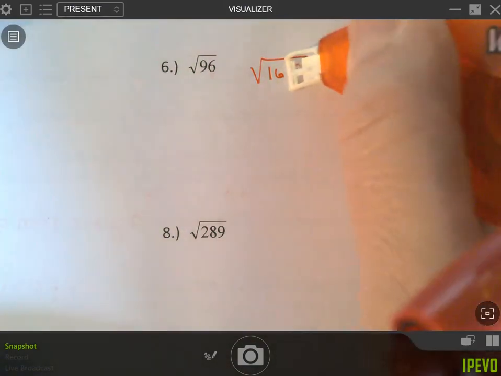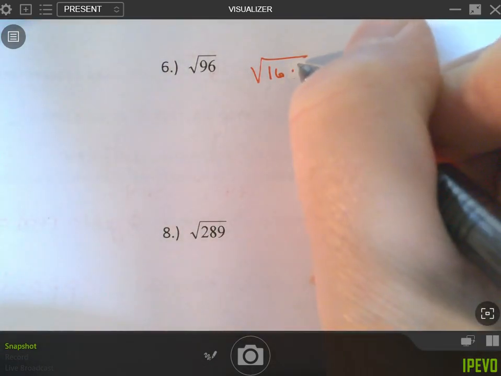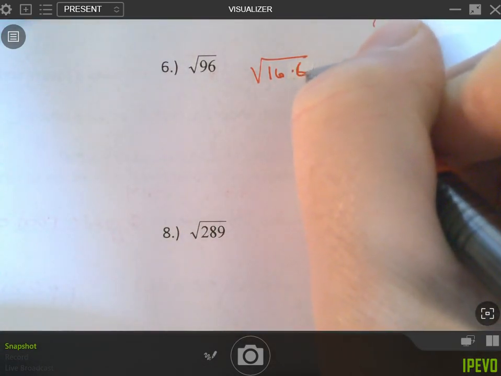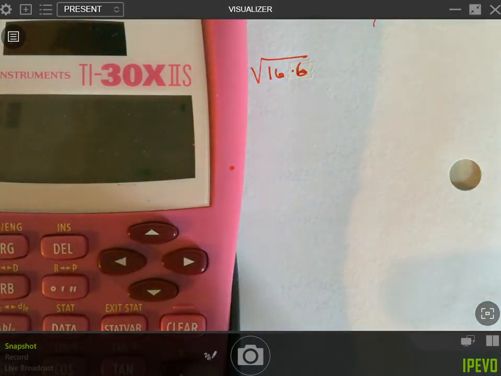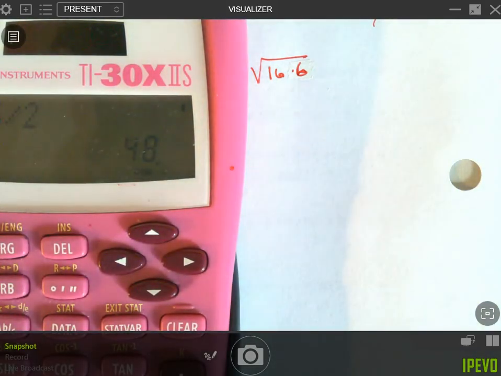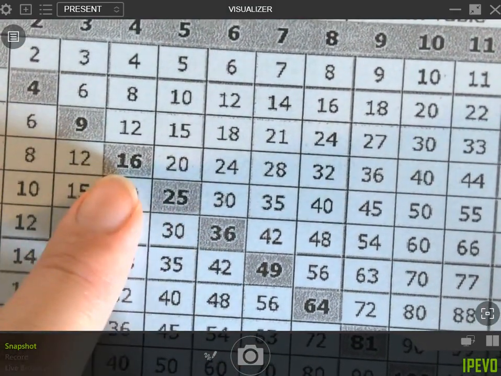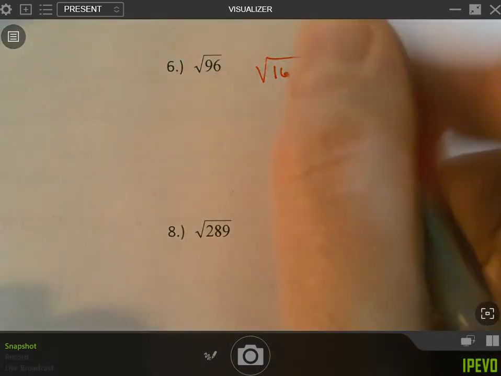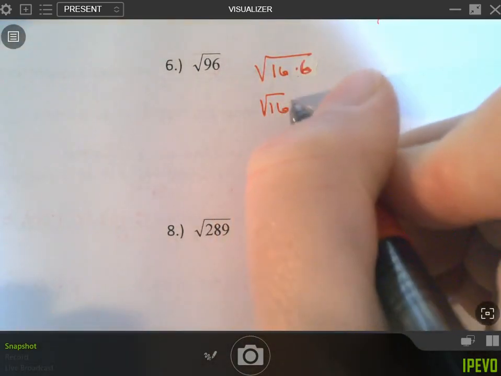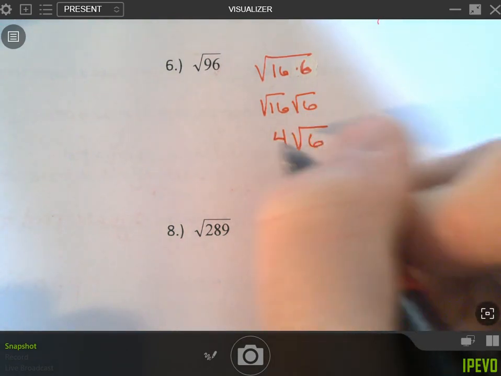Wait, so what do you do? Okay. 96 divided by 16. Now I'm writing the wrong number again. So we cut 96 in half, right? And that was 48. So any numbers under 48 that were perfect squares we tested, and we found 16 divided evenly 6 times. Okay, so what's the square root of 16 times the square root of 6? 4 square root of 6.